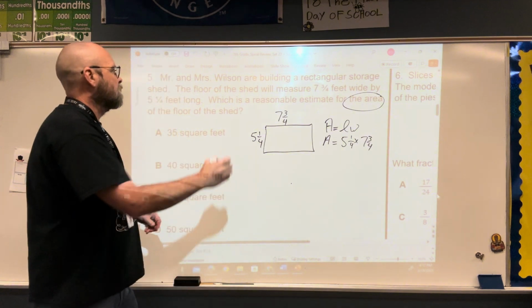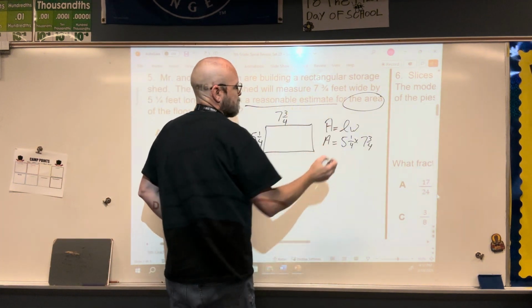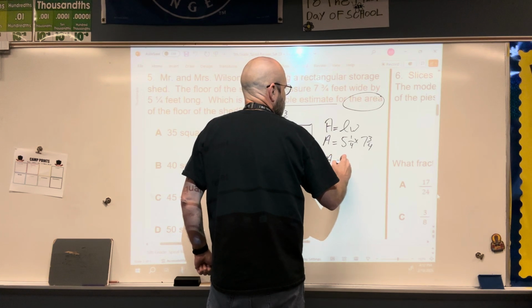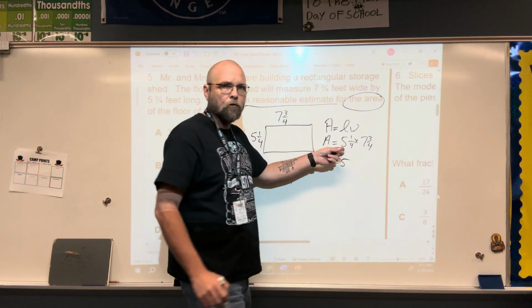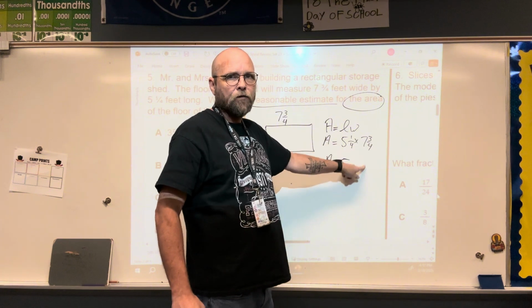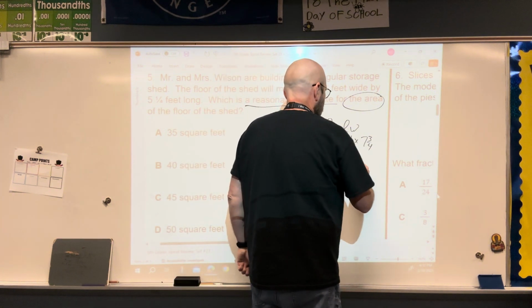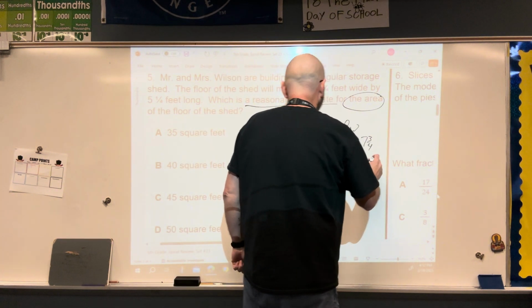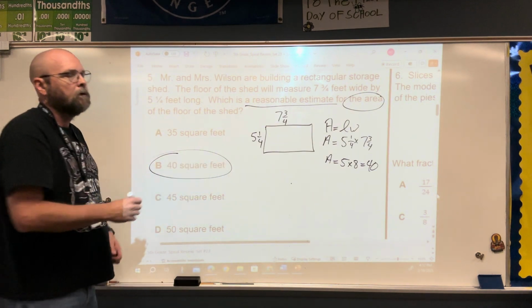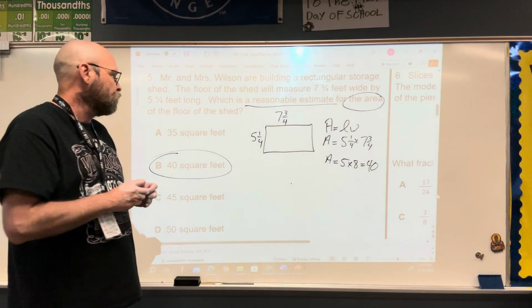But now this is asking me for a reasonable estimate. So if I do area equals 5, because 5 1/4 is closest to 5, times 8, because 7 3/4 is closest to 8, my estimate would be 40. So the area would be approximately 40 square feet.